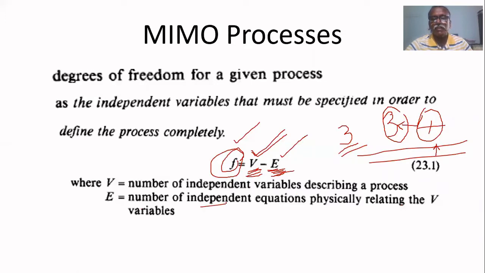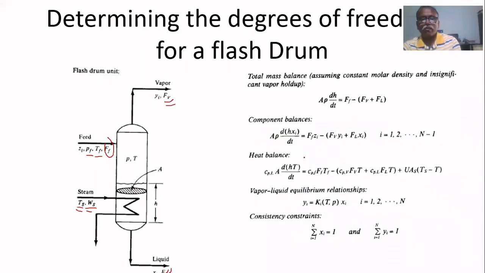Independent equation means, suppose you are writing one equation, the second equation must be independent of the first equation. It should not have any relation with that. It should not be a manipulation of the first equation. That is called an independent equation. If E independent equations are there for V independent variables, then degrees of freedom equals V minus E.